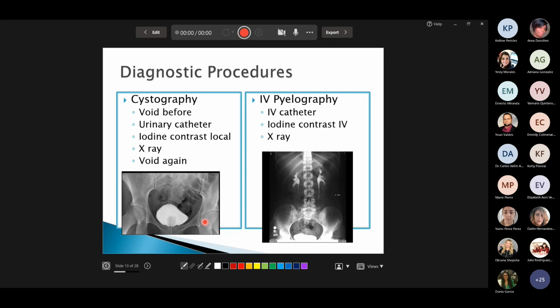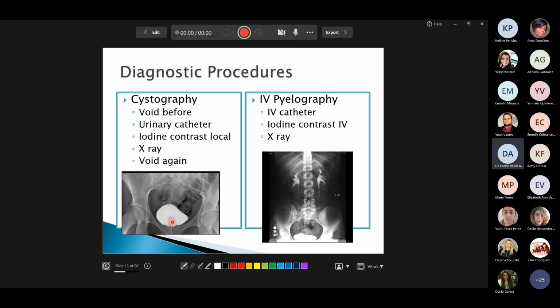The GU system tests that have been tested. Okay, cystography. Cystitis means urinary bladder, and cystography is the test to see the urinary bladder. What is done? Well, this patient will have a urinary catheter, a Foley catheter, introduced in the bladder, and through this catheter, iodine will be injected in the bladder.